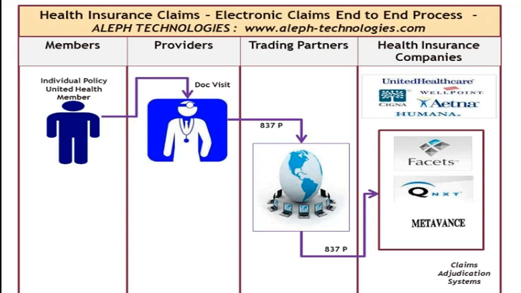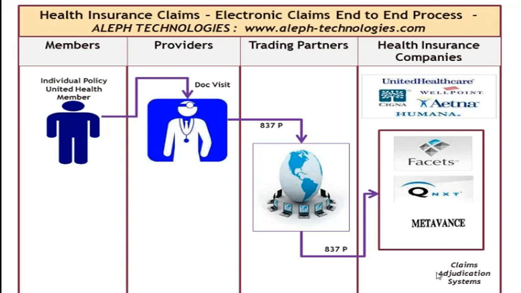Once they process it, they would actually send this file to the claim system. Now here, think of these as the list of health insurance companies. Every company uses their own system. As a part of this course, we focus on Facets, QNXT, and Metavance. We will compare these 3 tools and have a better understanding of how all these 3 systems work.